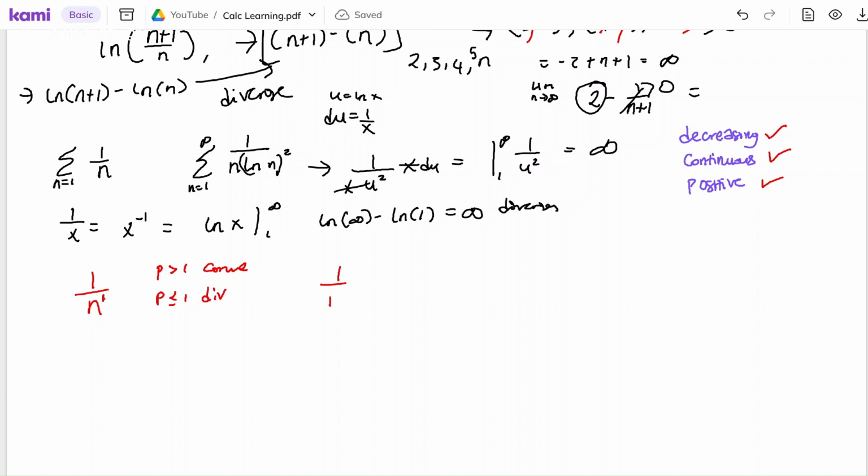So something like 1 over n to the 1.5 would converge because it's greater than 1. 1 over n to the 10 would converge. Something like 1 over n to the 0.5 would diverge. It's pretty easy. It's usually just used for other comparison tests. You're not going to get a question this easy on a test.